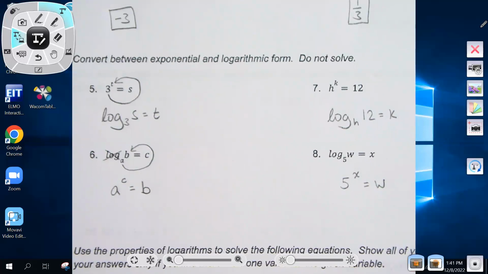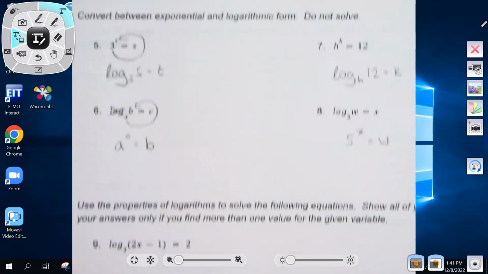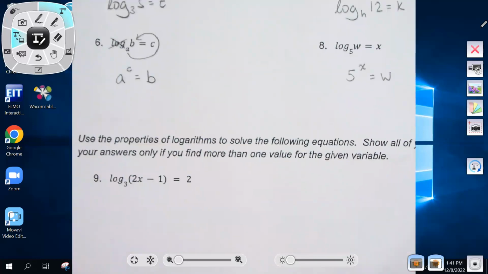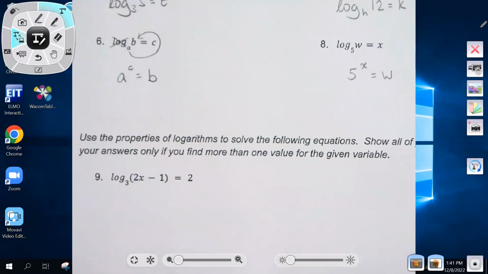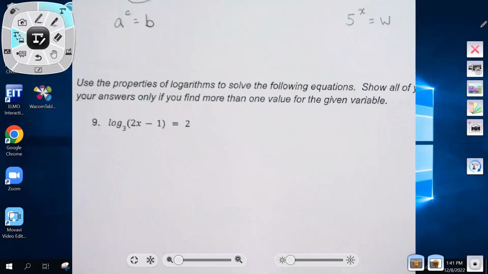Starting with number 9, we're using the properties of logarithms to solve. You need to make sure and show your work, but you only have to check your answers if you get more than one value for x. That should only happen on number 11.